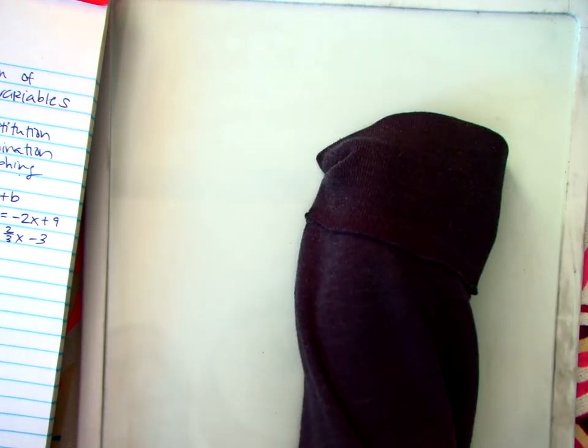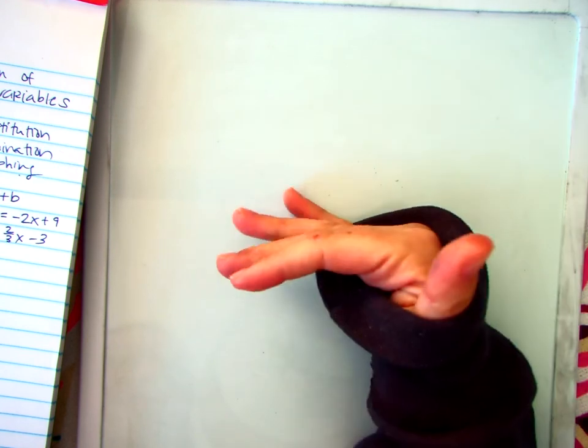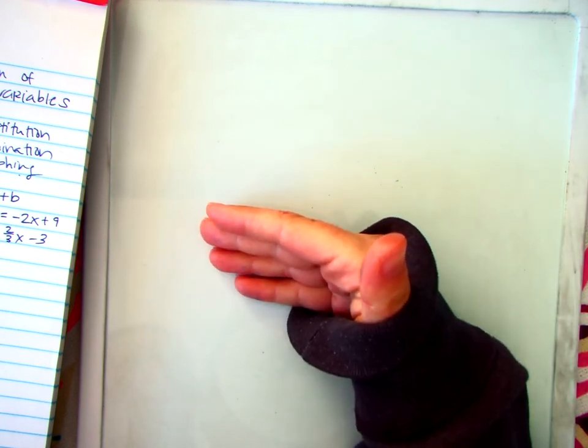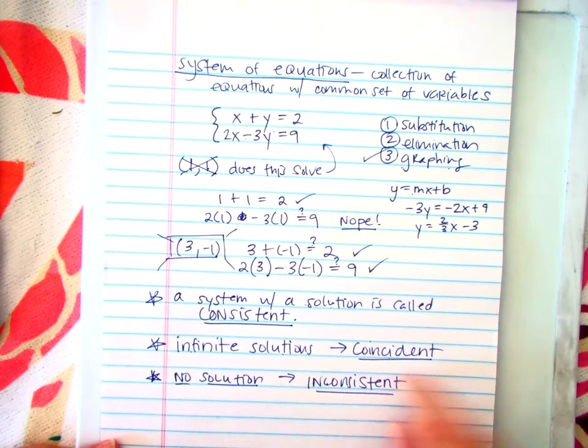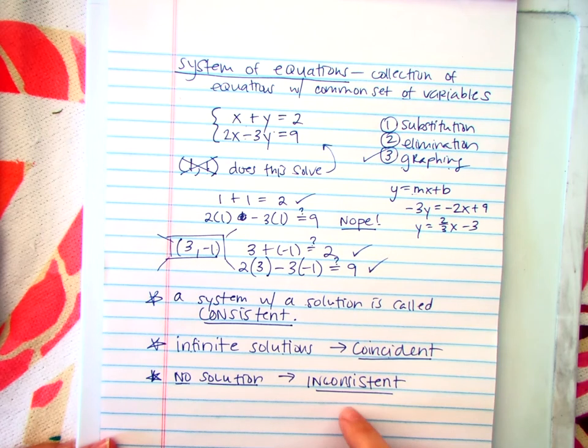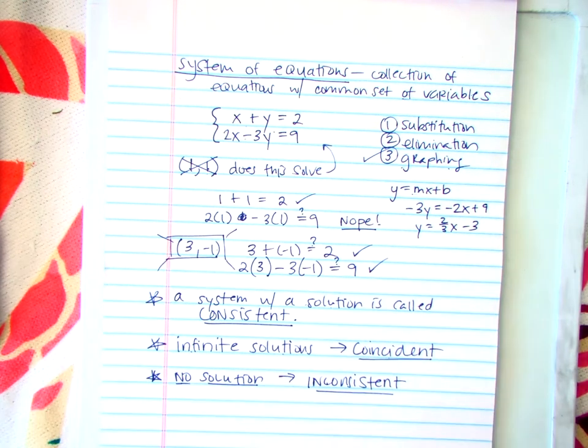So what I want to talk about now is ones that are a little bit different. By that I mean we're going to find ones that fit those other scenarios where it was a coincident or an inconsistent system. So let's talk about how to do those.